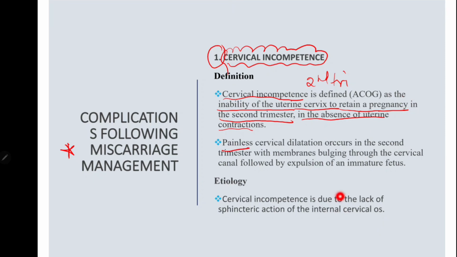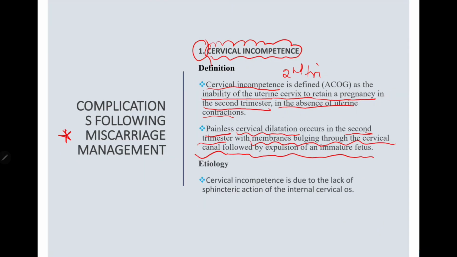Painless cervical dilatation occurs in the second trimester, with membranes bulging through the cervical canal, followed by expulsion of an immature fetus.